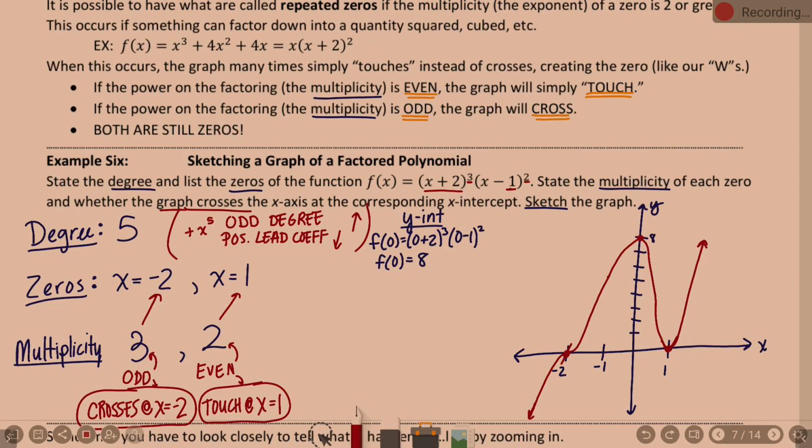But again, this is a sketch, guys. I'm not looking for perfection by any means. I'm looking for, did it cross the x-axis at the right place? Did it touch the x-axis when it should have, as opposed to crossing? You know, is the basic shape of the graph correct? How do we feel about that?